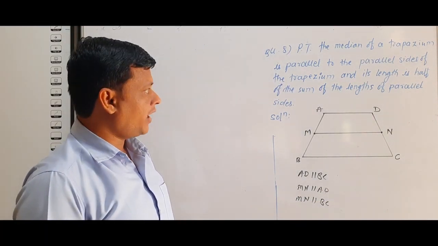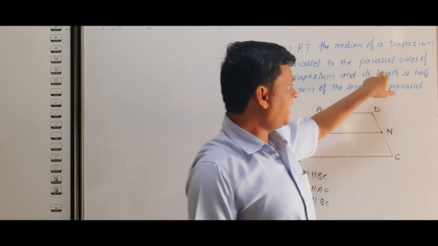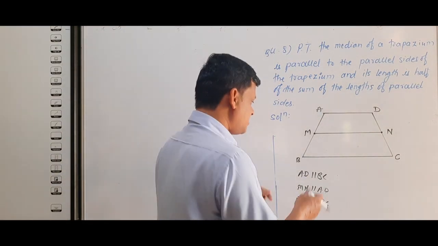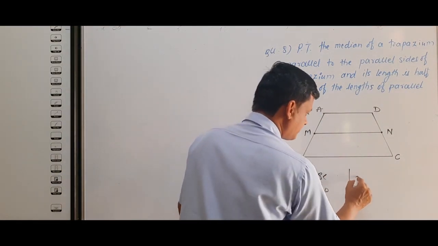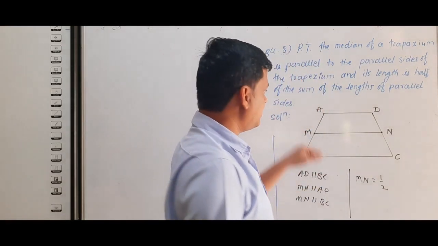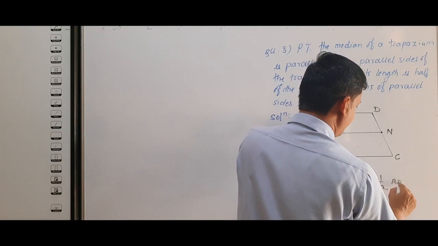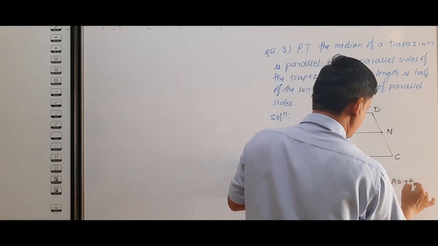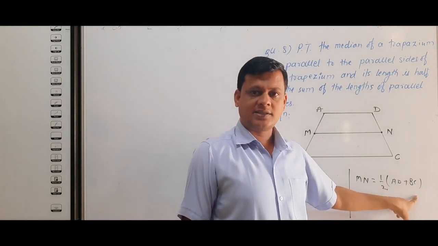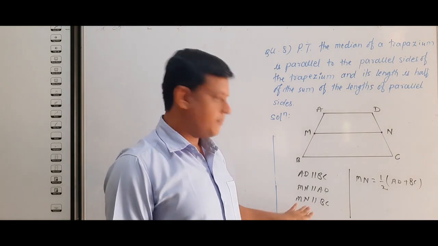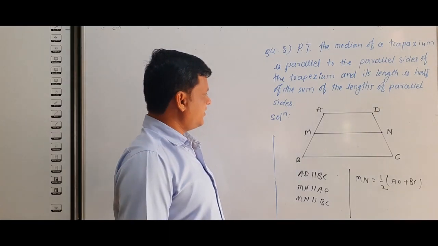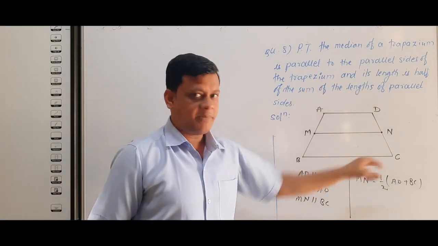And in the second part we have to show that its length is half of the sum of the length of parallel sides. That means the length of the median, that is MN, is equal to half of the sum of the parallel sides. So parallel sides we consider AD plus BC. This we have to show by the vector method. So we consider here trapezium ABCD.